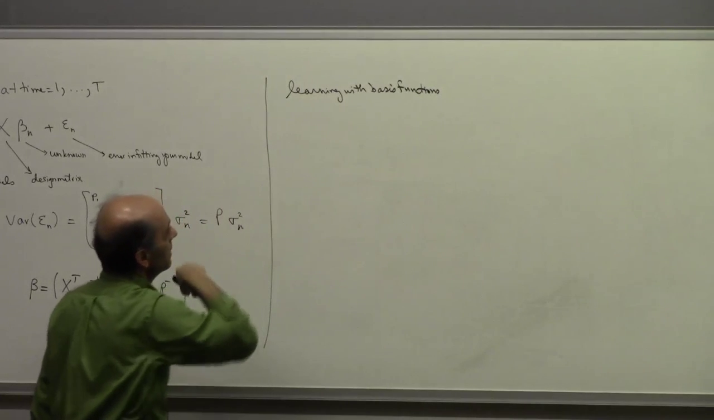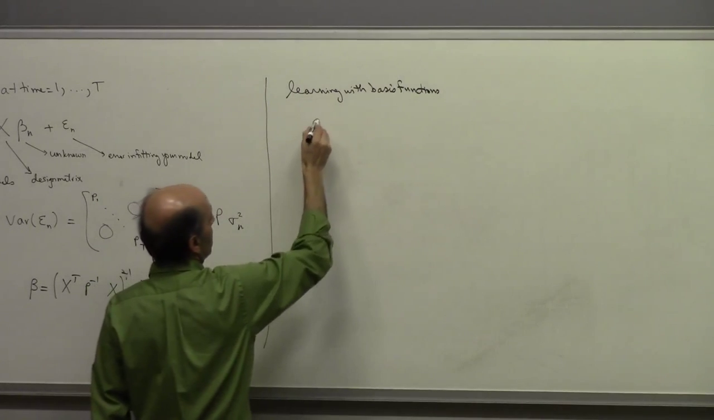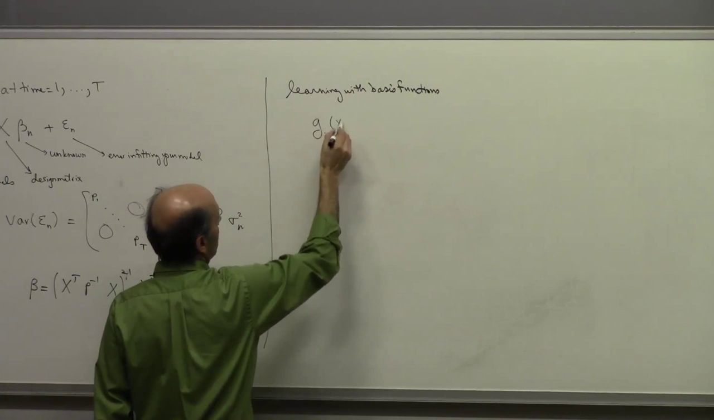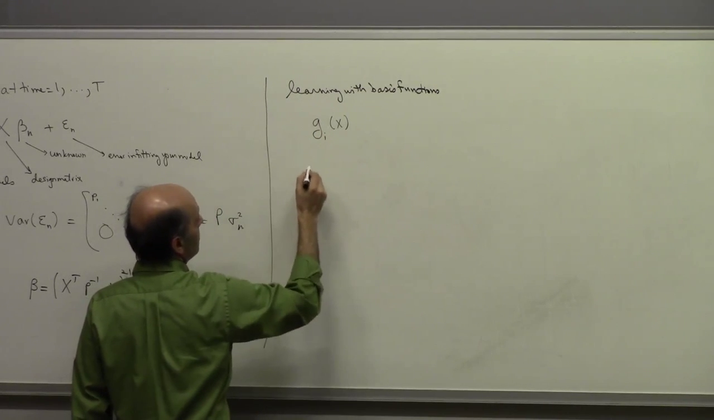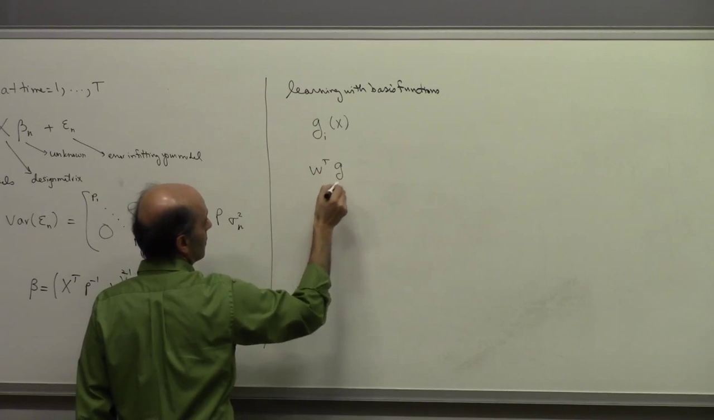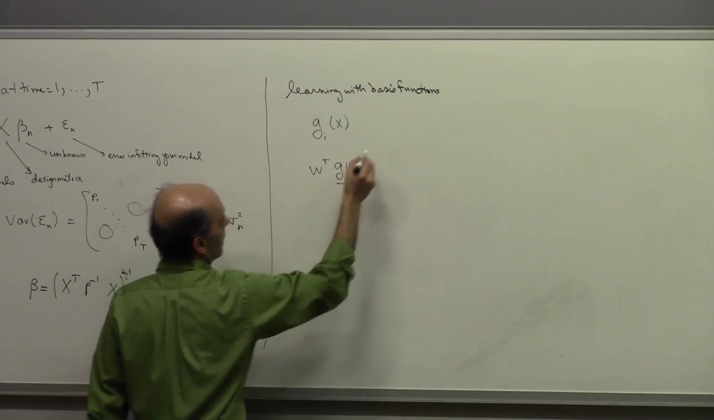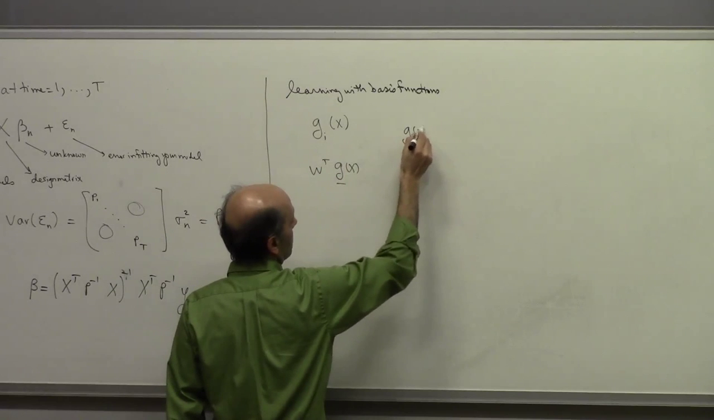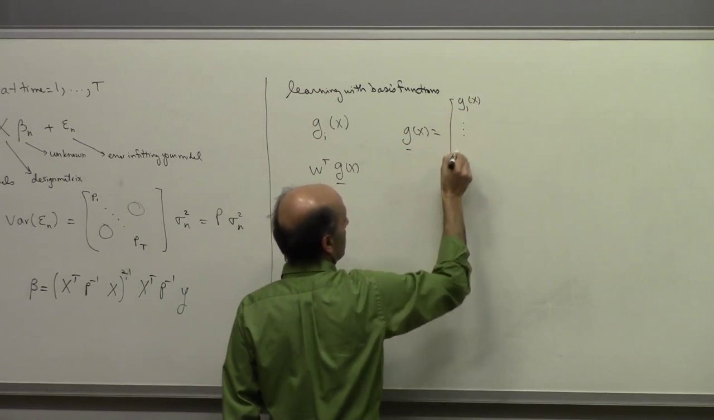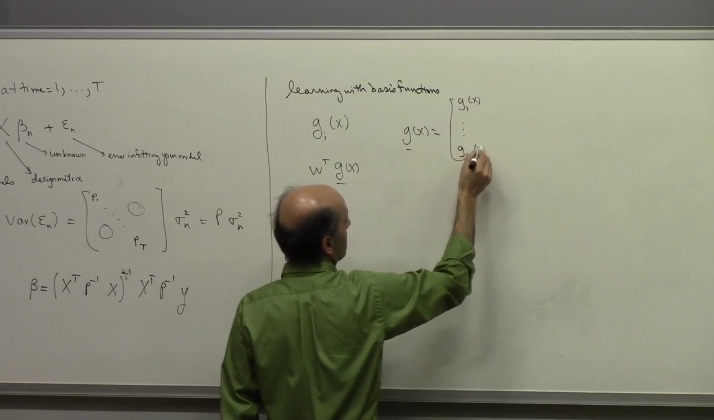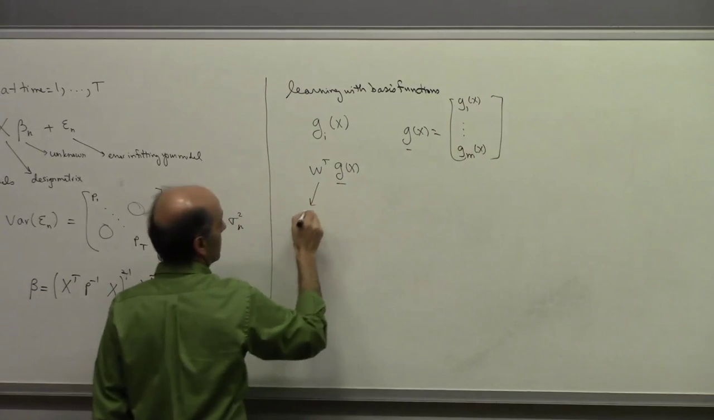Where what we do is that instead of having x, we have g of x. We have some basis function of x. And our model is now w transpose times vector g of x, where vector g of x is equal to g1 of x through gM of x, and w is an M by 1.